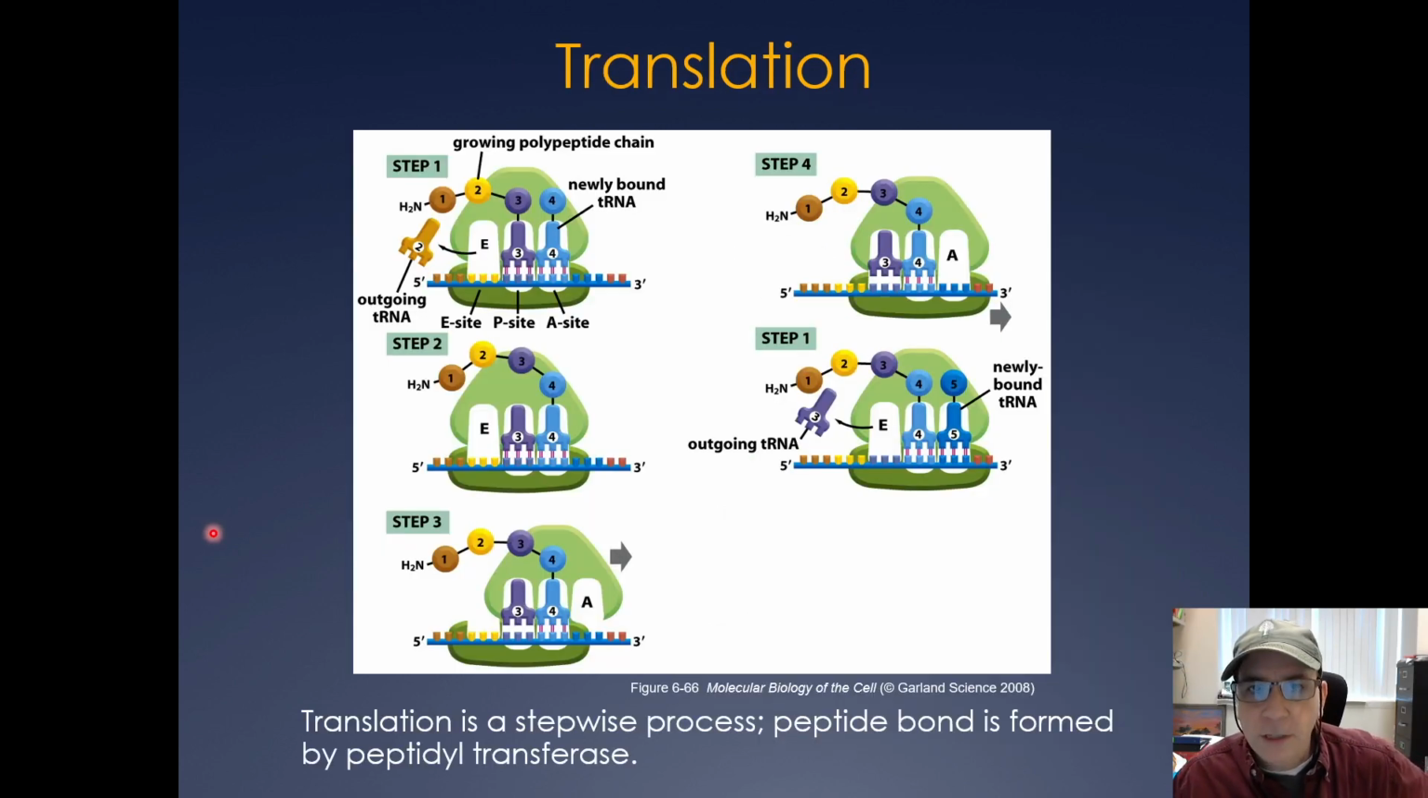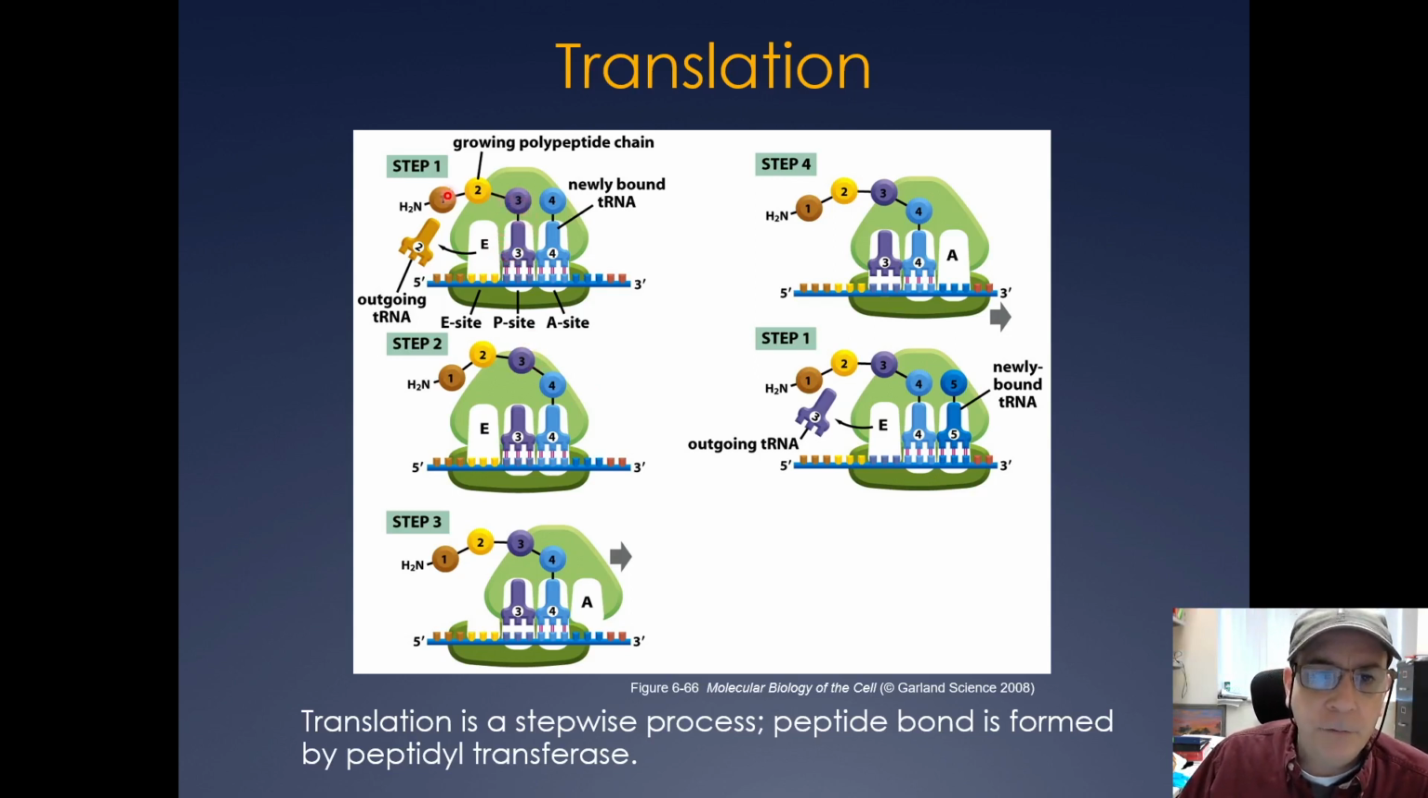Now, the way translation works, it's a stepwise process. Okay, and just like with transcription, there's three phases to it. There's an initiation, an elongation, and a termination. And this is translational elongation as it's happening. Okay, so the way it works is sort of a stepwise process.